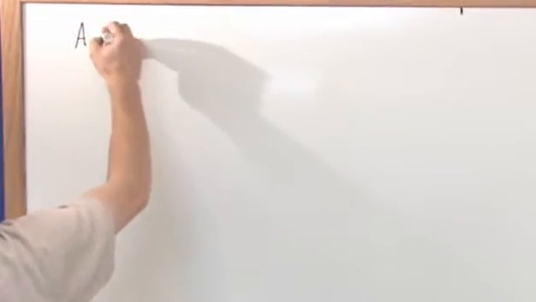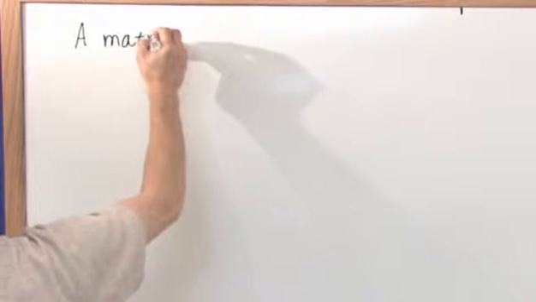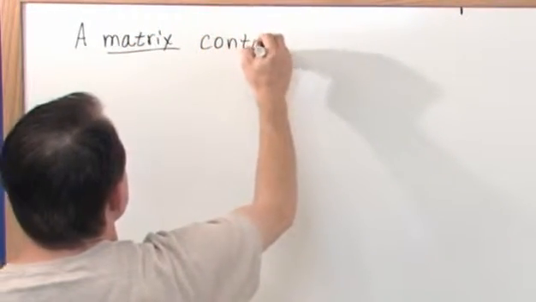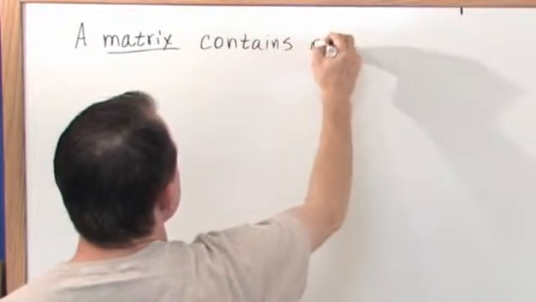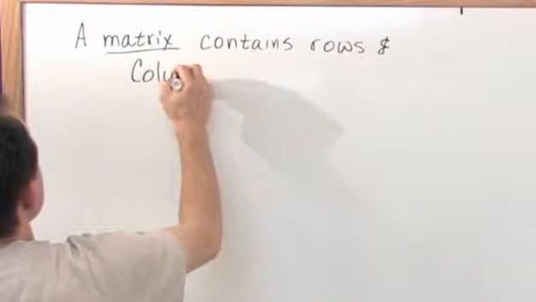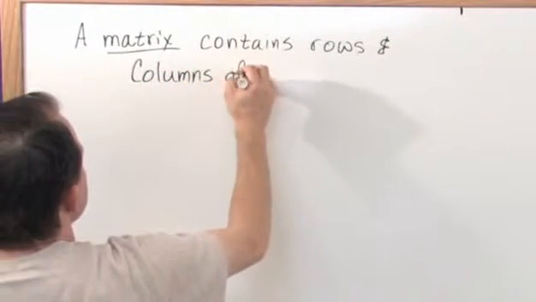Okay, a matrix contains rows and columns of numbers.